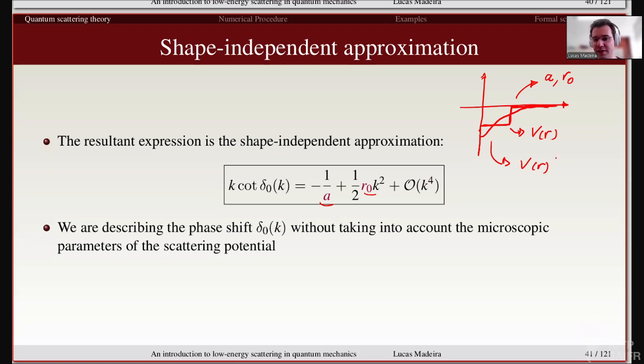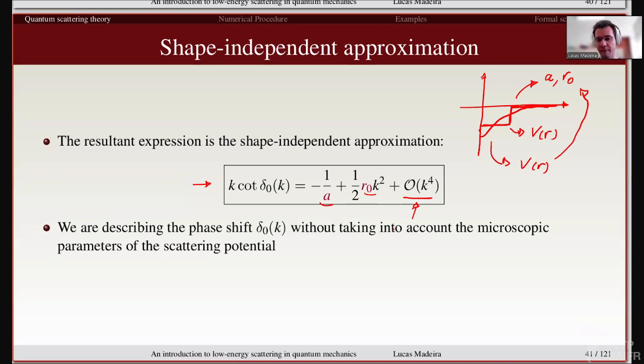Now, if this potential has the same scattering length and effective range as the previous one, they give me the same phase shifts. So this expansion here doesn't care about the details of the potential, it only cares about these two quantities. This expansion is sometimes called shape-independent approximation, which means that we don't care about the shape of the potential. As long as it gives me the scattering length and effective range that I want, that's fine. All potentials of different shapes are going to give me the same scattering length. Shape corrections based on the shape of the potentials are going to appear in the higher order terms here.